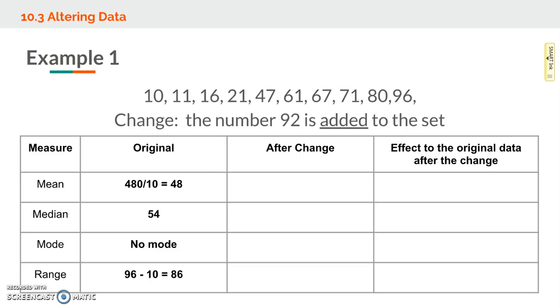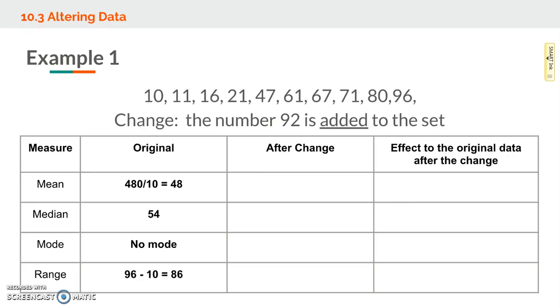So the mean, when I add up those numbers, right, add them all up, I get 480. And there are 10 numbers in the data set, so 480 divided by 10, I get an answer of 48. And remember that we're rounding to the nearest hundredth if possible.